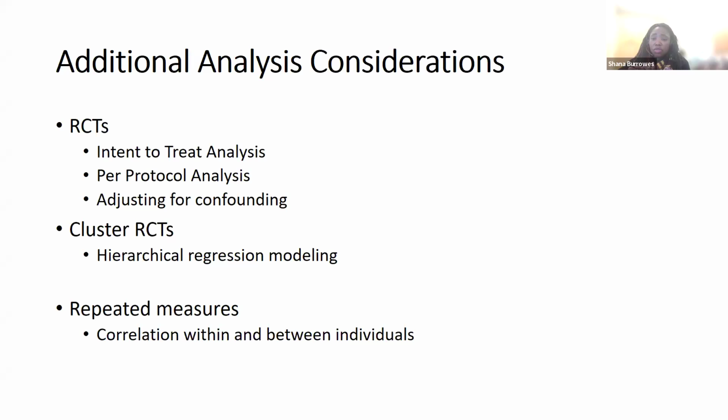And to wrap this up, there are some additional analysis considerations that we're not going to be able to get into too much detail today. But when you're doing a randomized controlled trial, there are usually 2 types of analyses you can do, either an intent to treat analysis or a per protocol analysis. Now, an intent to treat analysis basically analyzes participants as they were randomized. So if your participant doesn't comply with treatment, they drop out, they switch groups, it doesn't matter. You just analyze them as if they stayed in the group they were assigned to.